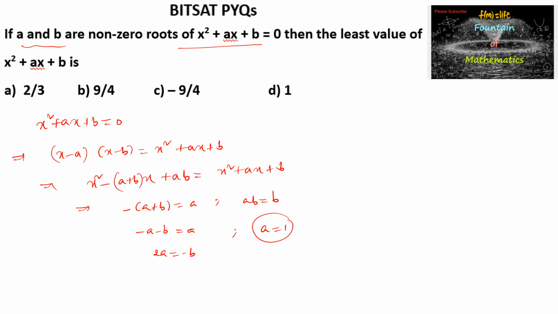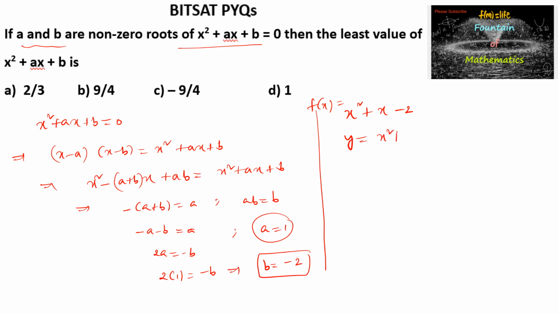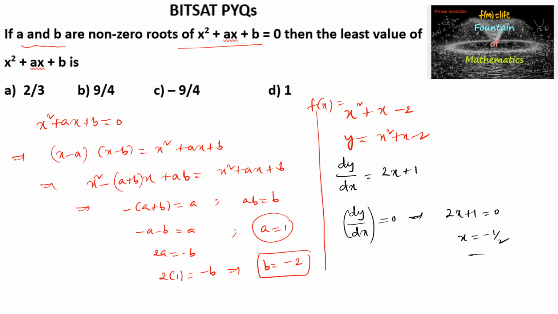When a is equal to 1, we can write 2 into 1 is equal to negative b, or b is equal to minus 2. So when a is equal to 1 and b is equal to minus 2, you will be getting x square plus x minus 2 as the function. So let us consider f of x, or y is equal to x square plus x minus 2. Now differentiate: dy by dx is equal to 2x plus 1, and for minimum or maximum we need to consider it equal to 0. So dy by dx is equal to 0, which implies that 2x plus 1 is equal to 0. So x is equal to minus 1 by 2.